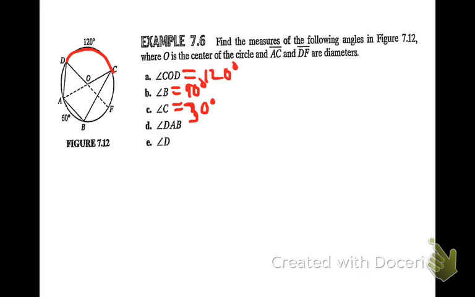AJ, how'd you get that? Yeah. DF is the diameter, so this part of the circle would be 180. So we had that was 120, so the rest would be 60. Okay, so we've got DF.